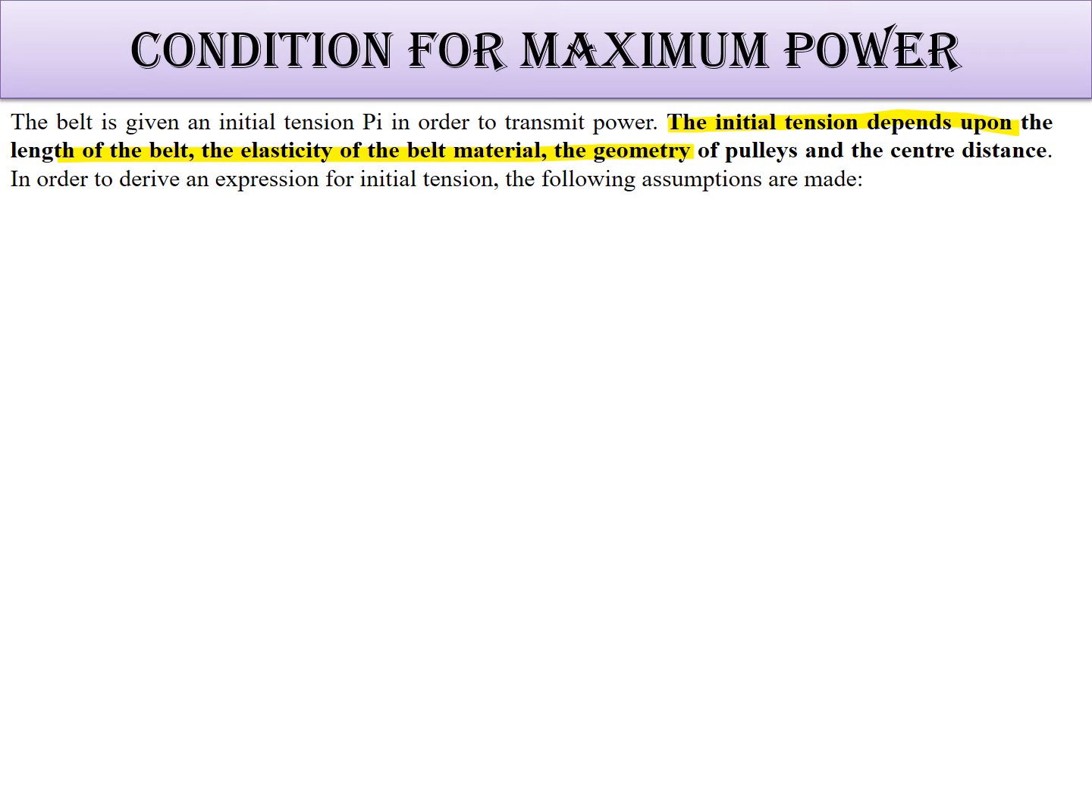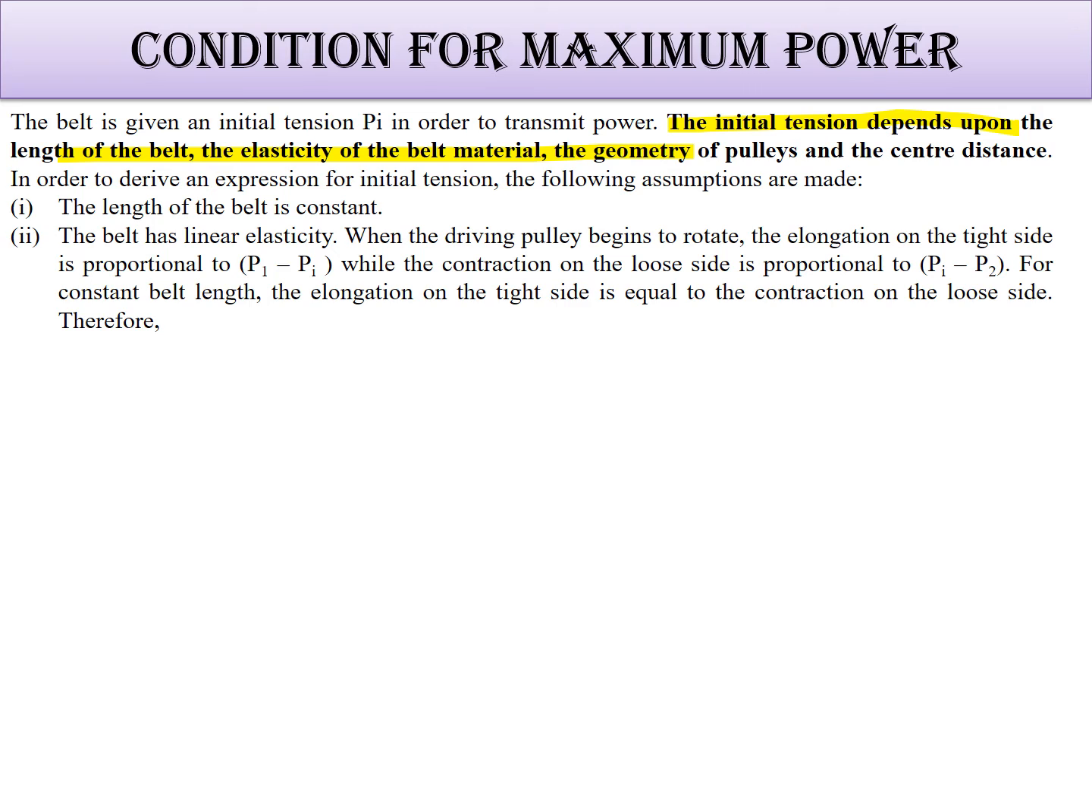For deriving the expression for maximum power, we must assume some points: the length of the belt is constant here, and the belt has linear elasticity. The elongation on the tight side is proportional to P1 minus Pi, while the contraction is Pi minus P2. For constant belt length, the elongation on the tight side is equal to the contraction on the loose side. Therefore P1 minus Pi is equal to Pi minus P2.